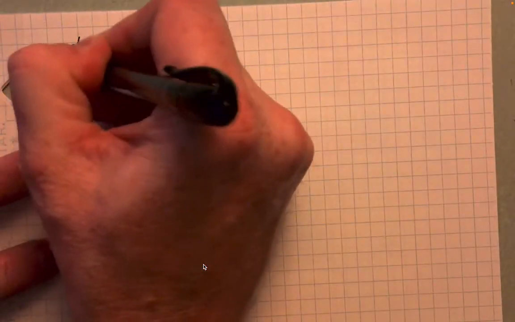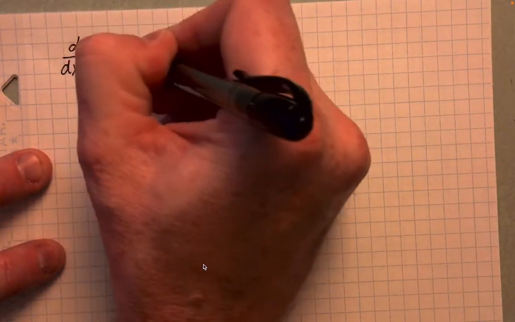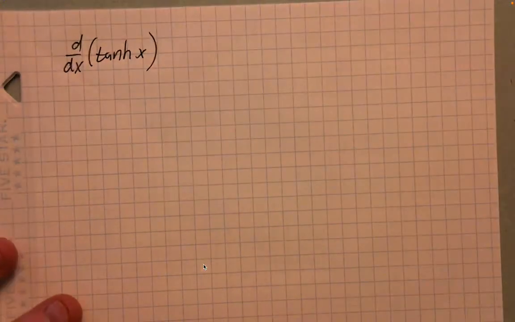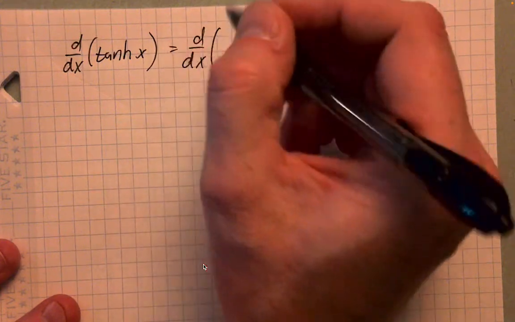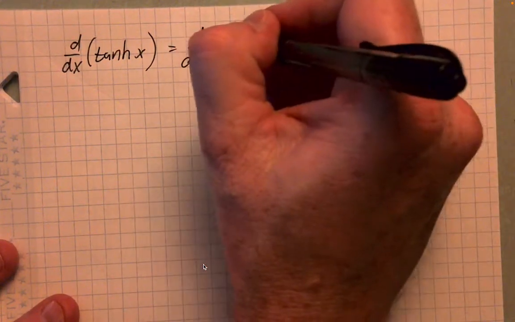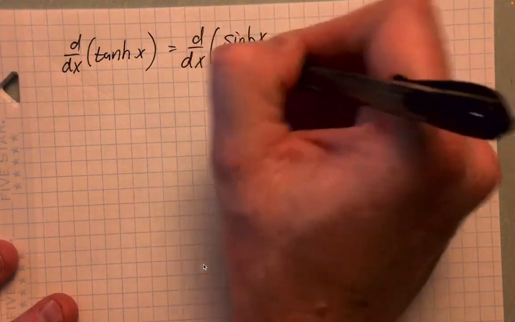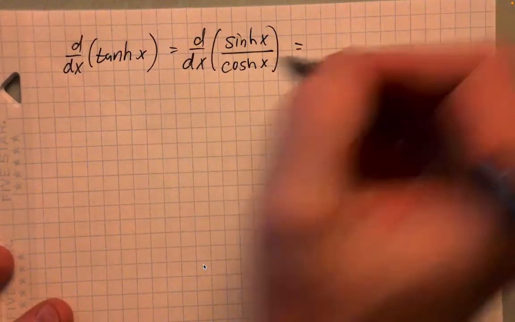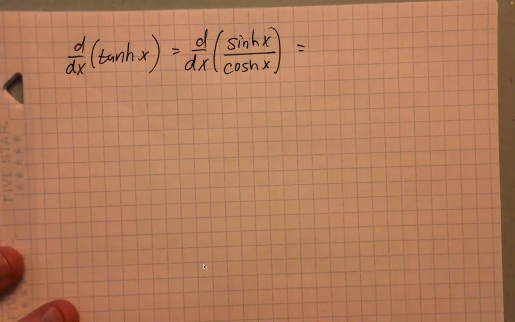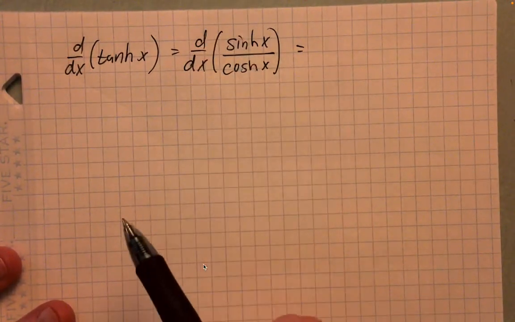Okay, let's do one more proof because I do want to make sure I spend a little bit of time on these. So the hyperbolic tangent. All right, if we want to differentiate this, we have to remember what the hyperbolic tangent is. It's the hyperbolic sine divided by the hyperbolic cosine, sinh x over cosh x. Kind of a little slang terminology there. And then we can use the quotient rule to differentiate this.